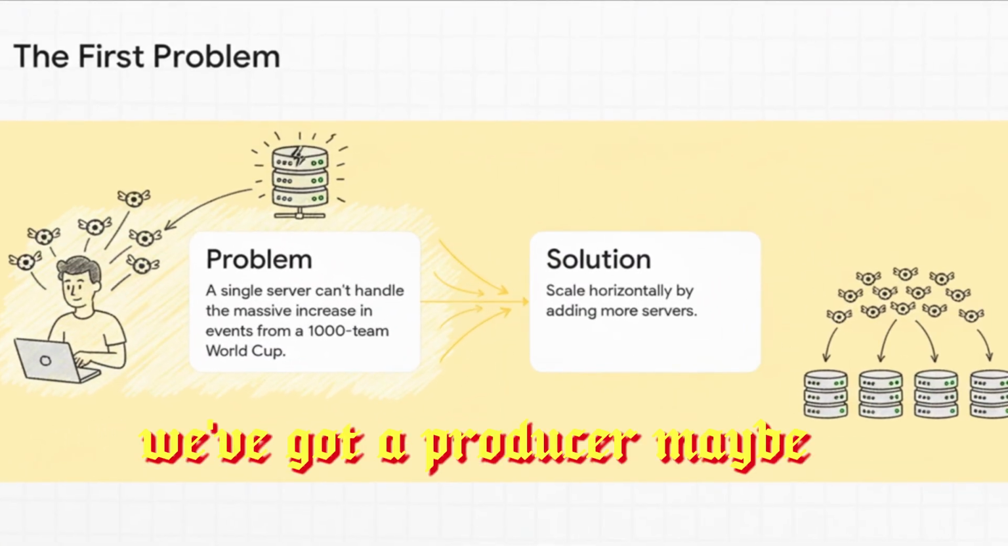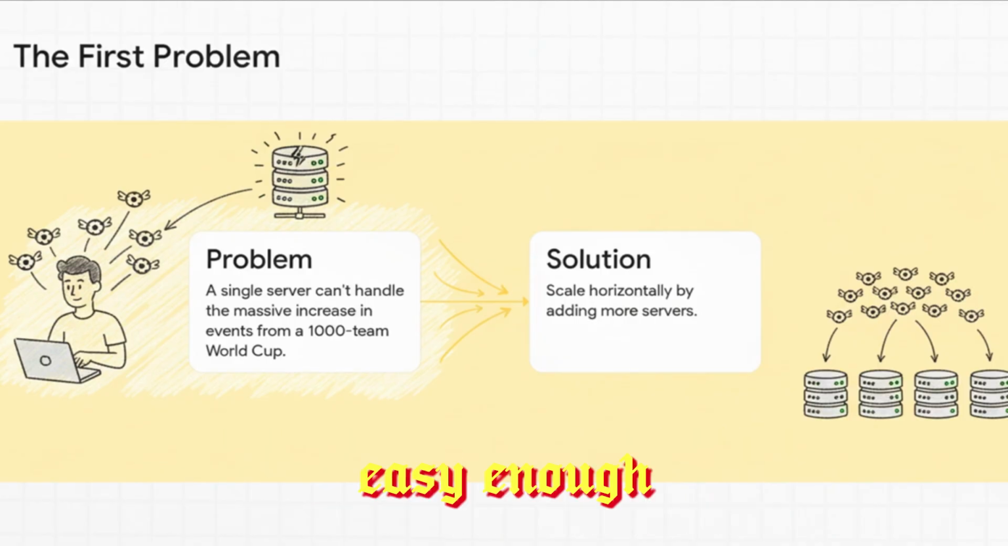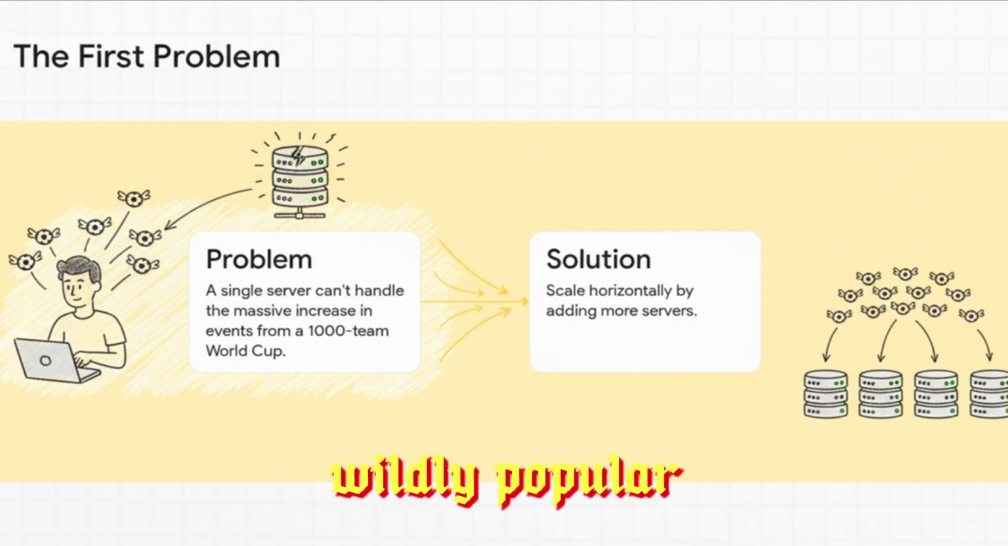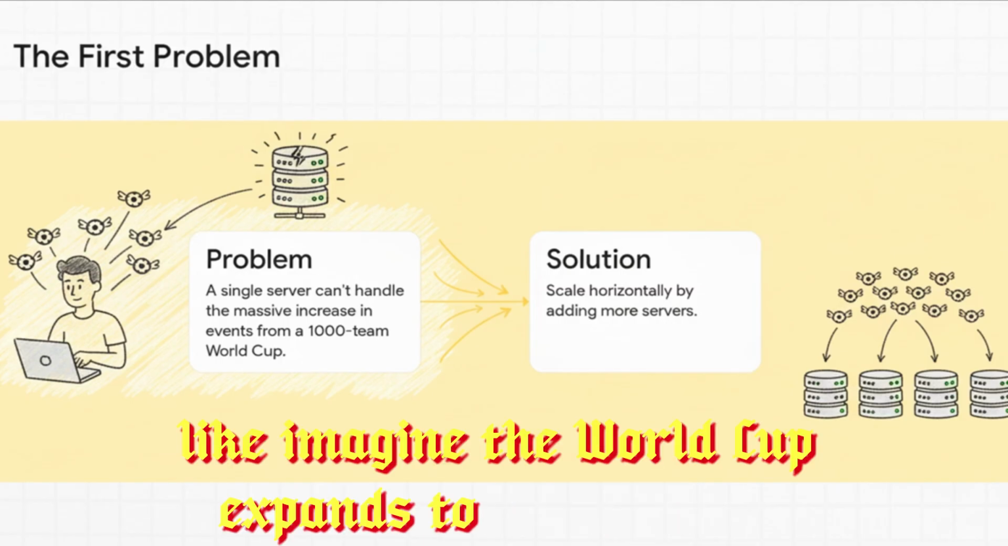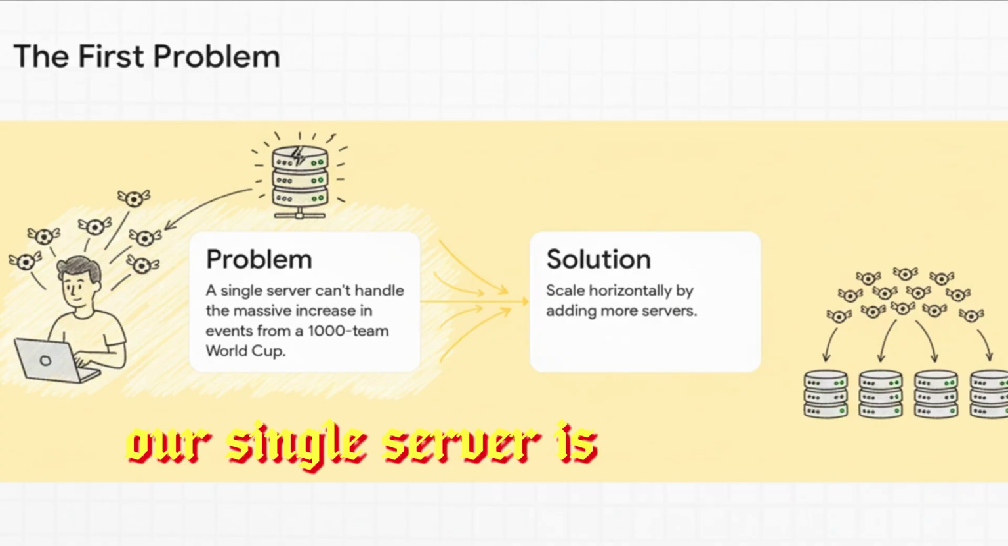Okay, so at first, things are pretty simple. We've got a producer, maybe a reporter typing in updates, sending those updates to one server. Then we have a consumer that reads from that server and puts the updates on our website. Easy enough. But what happens when our little website gets wildly popular? Like, imagine the World Cup expands to 1,000 teams, all playing at once. Yeah, our single server is just gonna melt.